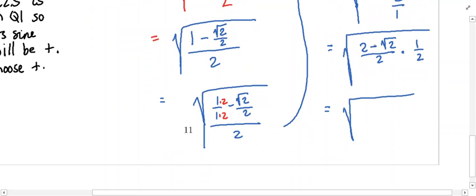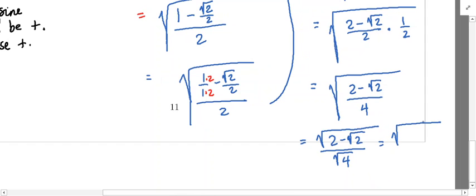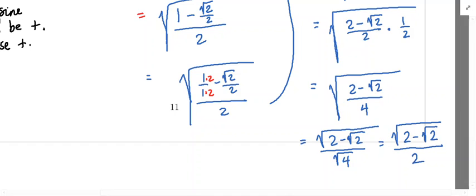If you just multiply across the top and across the bottom, 1 times anything is itself, so we're going to get 2 minus the square root of 2 over 2 times 2, which is 4. We need to simplify this because you have a radical in the bottom. If you have the square root of a fraction, you can break it up into the square root of the top over the square root of the bottom. Luckily, we know the square root of 4. So this is going to be the square root of 2 minus the square root of 2, all over the square root of 4, which is 2. This is the final answer.